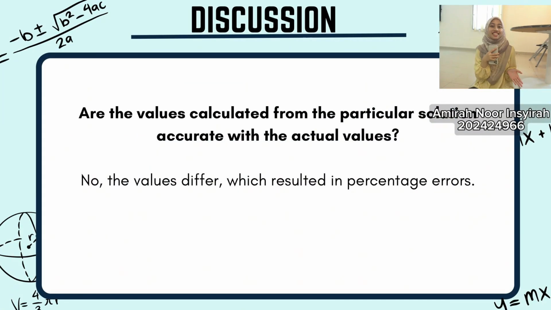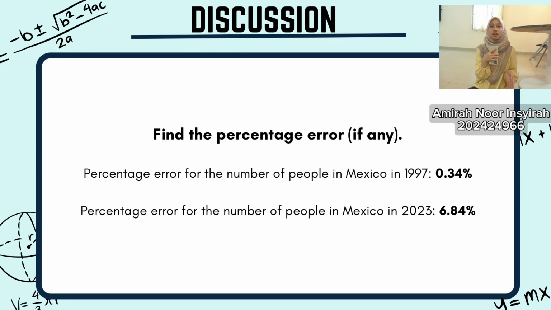Hi everyone, now let's discuss why the Malthusian model doesn't really work well when we try to use it for Mexico's population. At first, the model indeed looked okay. In 1997, the percentage error was only 0.34%, which shows that there was only a small difference between the predicted and real number of people. But for the future estimation, which is 2023, the percentage error was calculated to be 6.84%. This is because based on the calculation using the Malthusian model, there would be almost 139 million people, but actually there were only about 129 million.